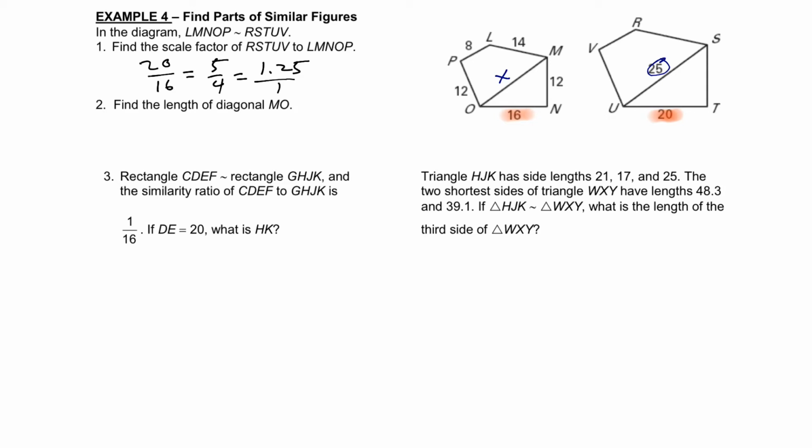So since we've already set up our ratios of corresponding sides in part 1, and we did it as big over little, let's stick with that on this one. So what we have for part 2 is the big diagonal, 25, over the little diagonal that it corresponds to, X. And for the other part of our proportion, we could use either 20 over 16 or 5 over 4, or 1.25 over 1. It doesn't matter which one we use. I'm going to use the 5 over 4.